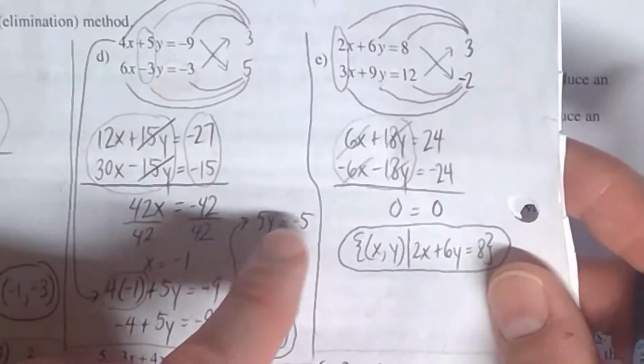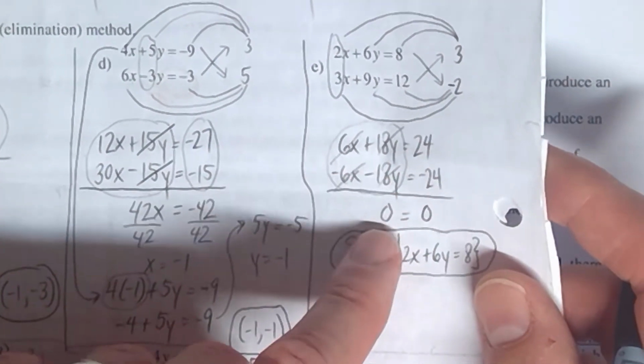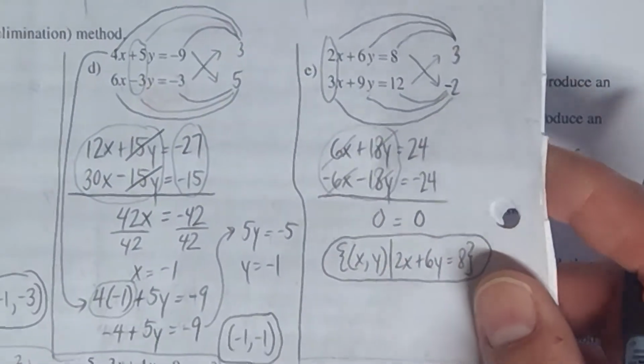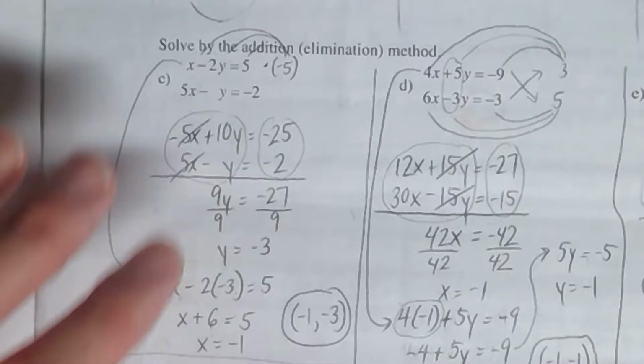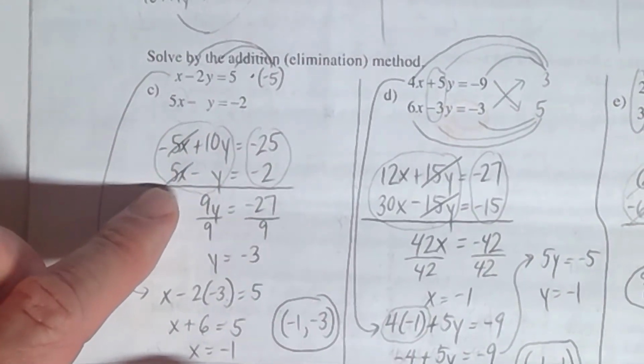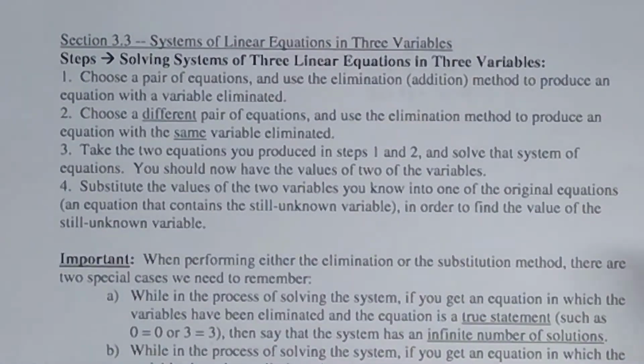And sometimes both variables cancel out. Okay, don't panic if that happens. All right, that just sometimes happens. But the goal under normal circumstances is just to try to eliminate one of them, one of the variables. And so that's going to be our goal here in the first step.